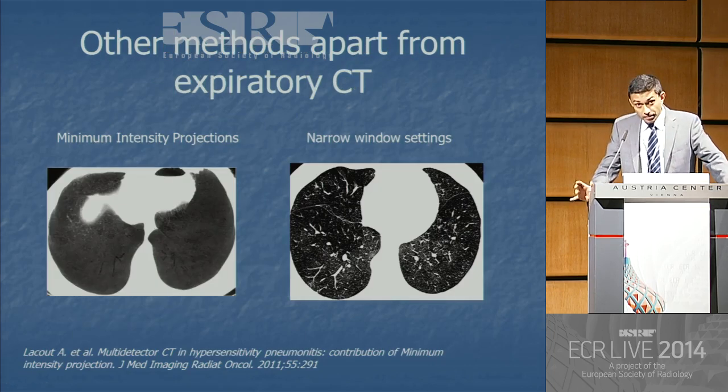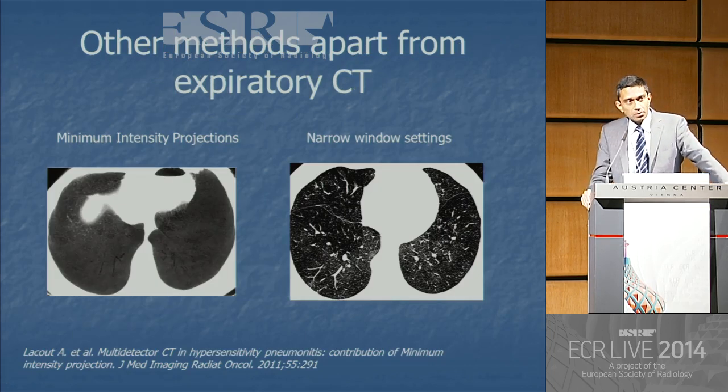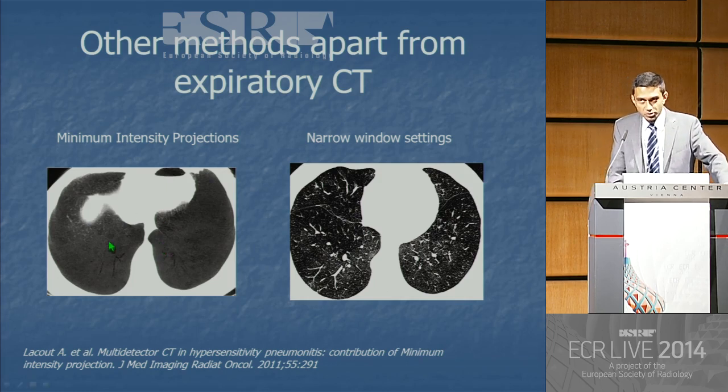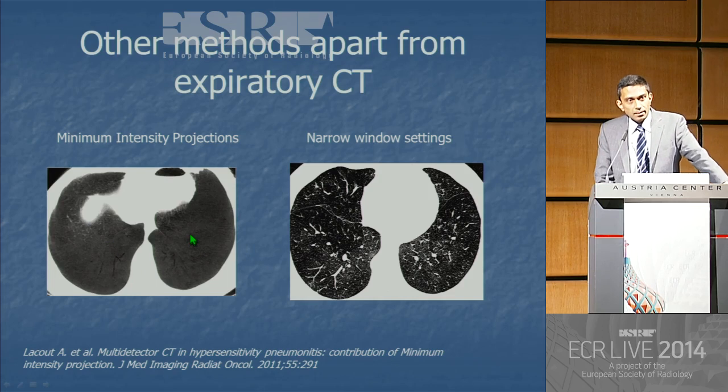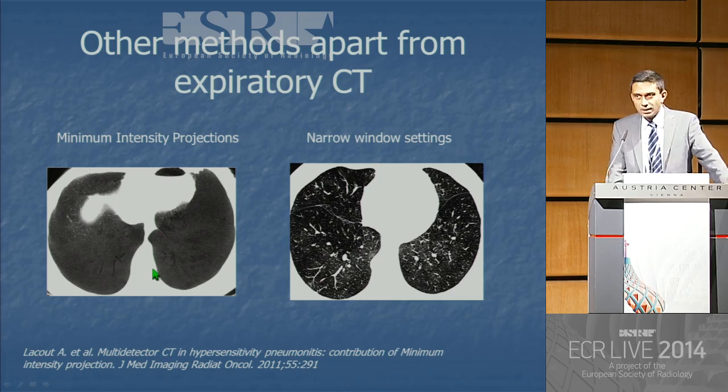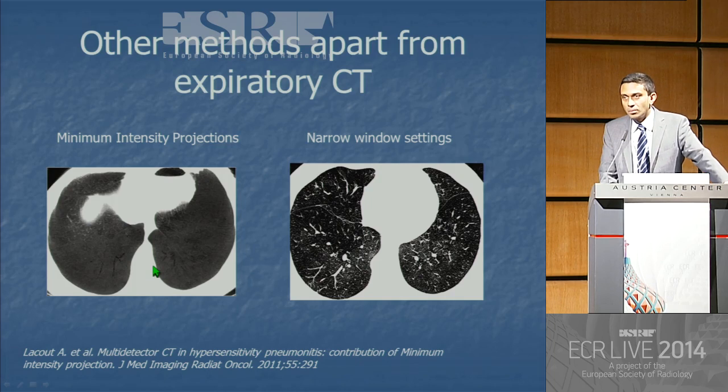So just a couple of other methods which can enable you to identify gas trapping on CT without resorting to expiratory CTs. It's been well documented that minimum intensity projections, or MINIPs, are able to pick up subtle low-density areas better than conventional CT, and these correspond with lobular areas of air trapping. But that can be quite cumbersome and, depending on your PACS workstation, may not be easy to do.